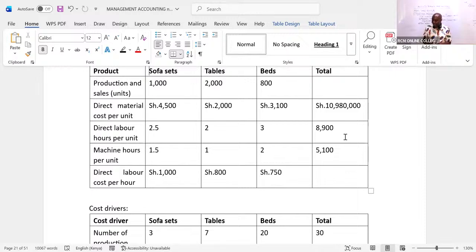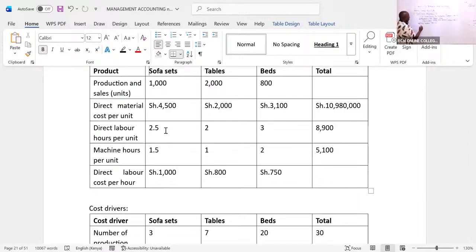So if it's not given to us, how do we ascertain it? This number of 8,900 will not be given to you. You must calculate it yourselves. Fortunately, they have given me the labor hours per unit, and we know how many units we are going to produce for each product, isn't it? So to get the total labor hours, this is what I will do.